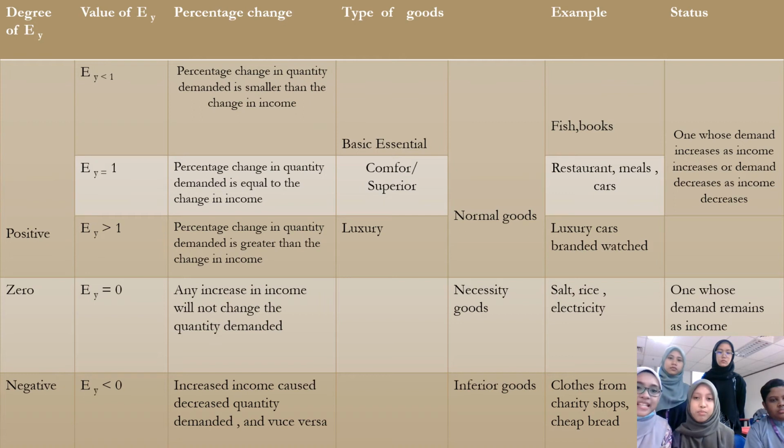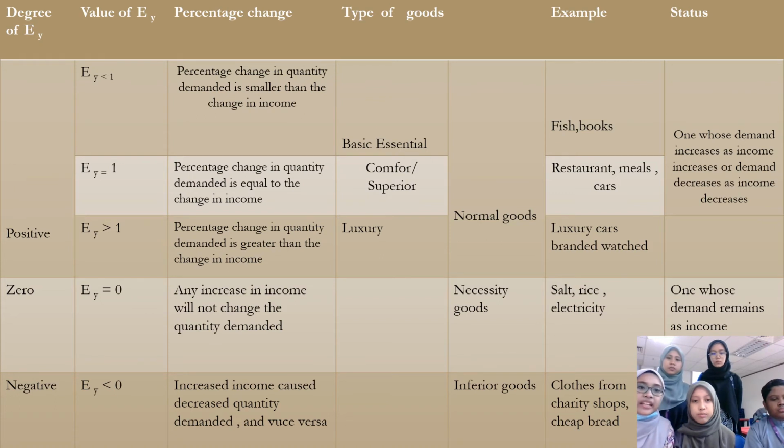Degree of EY 0. Value of EY equals 0. Percentage change: any increase in income will not change the quantity demanded. Goods: necessity goods. Example: salt, rice, electricity. Status: one whose demand remains the same as income changes.